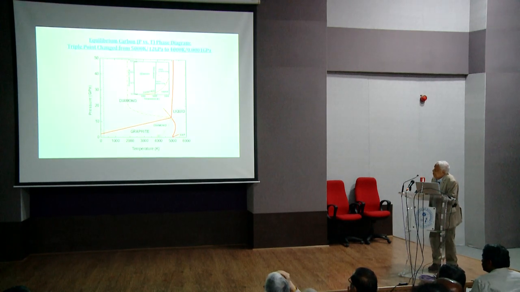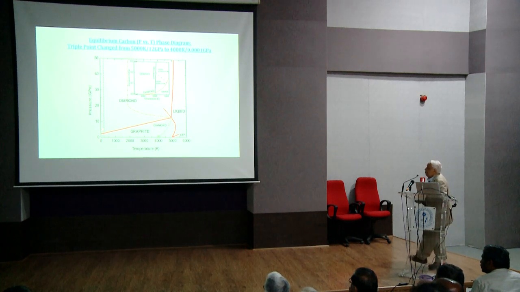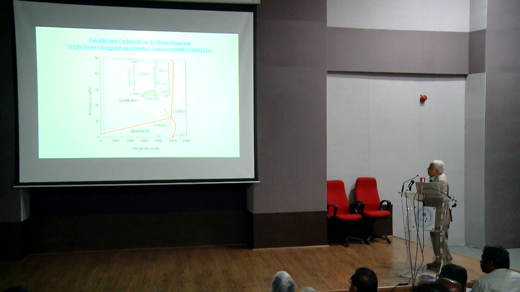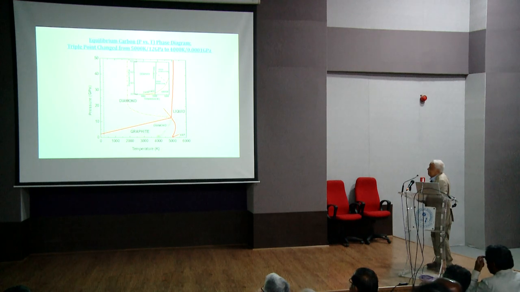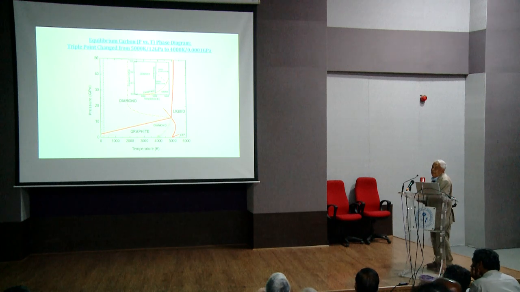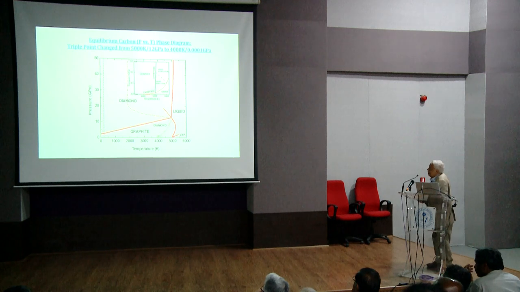So now, let's look at the phase diagram. If you look at pressure versus temperature, that's called a phase diagram. Diamond can be formed by melting if you raise the temperature to 5000 K and apply 12 gigapascals, which is 120,000 atmospheres. Once you get to this triple point, then the liquid carbon can turn into diamond. That's how Earth's core makes diamond. When you quench it, you get natural diamond.